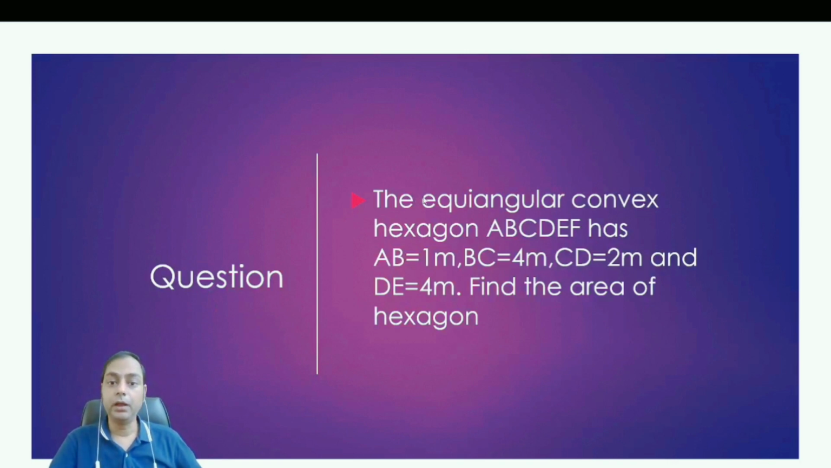The question is: the equiangular convex hexagon ABCDEF has AB equal to 1 meter, BC equal to 4 meter, CD equal to 2 meter and DE equal to 4 meter. What we need to find? We need to find the area of this hexagon. Now I am going to give a very interesting approach to solve this problem.